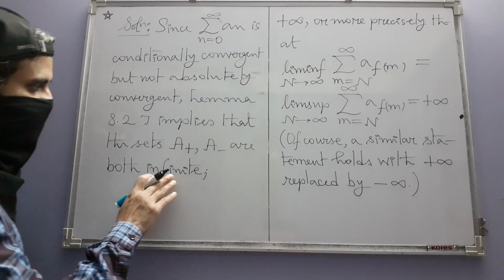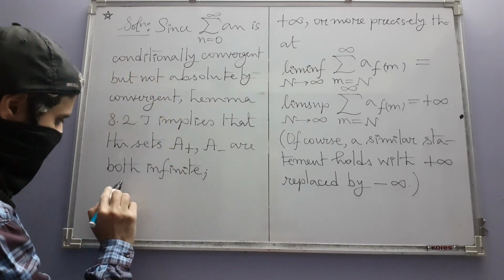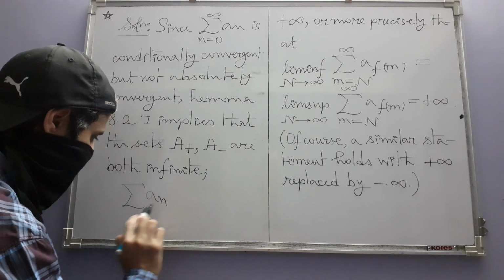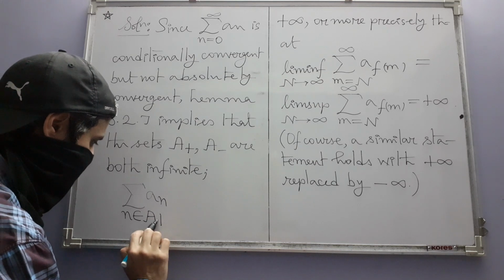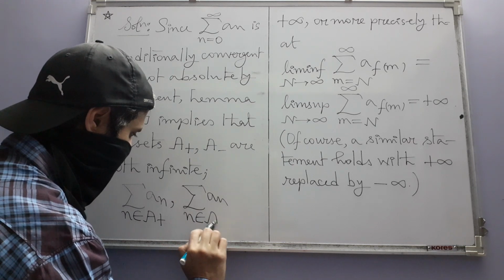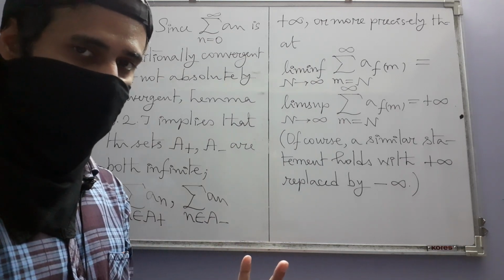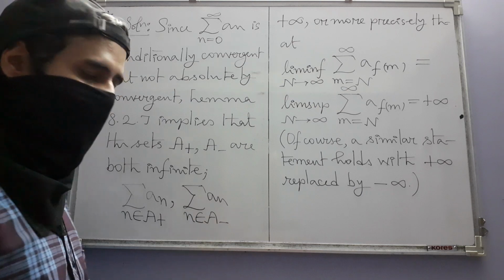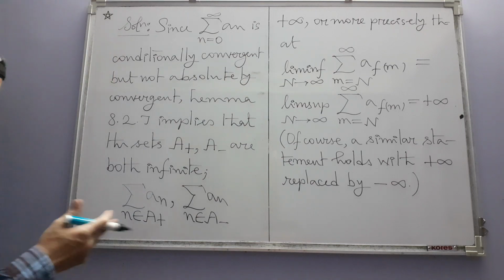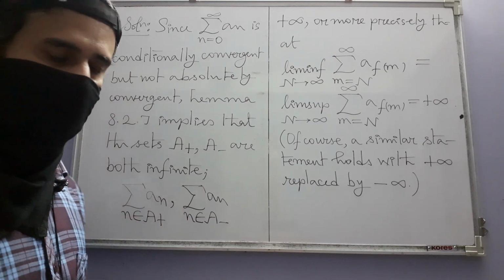And how exactly are we concluding that these two are infinite? Because in the statement of this lemma, it's given that these sums are not absolutely convergent. So neither A plus nor A minus can possibly be finite, because if they are finite, then there is no question of non-convergence. And that's how we are concluding that this must be infinite. So these are infinite subsets of the set of natural numbers.